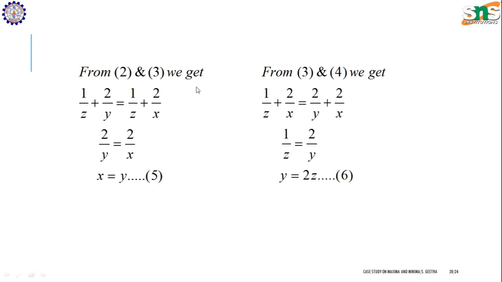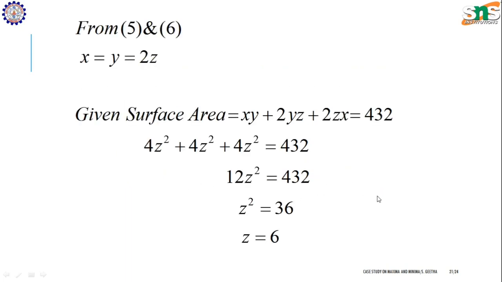From 2 and 3 we get 1/z + 2/y = 1/z + 2/x, so 2/y = 2/x, which implies x = y. Keep this as equation 5. From 3 and 4 we get 1/z + 2/x = 2/y + 2/x, so 1/z = 2/y, which implies y = 2z. Keep this as equation 6. From 5 and 6 we get x = y = 2z.